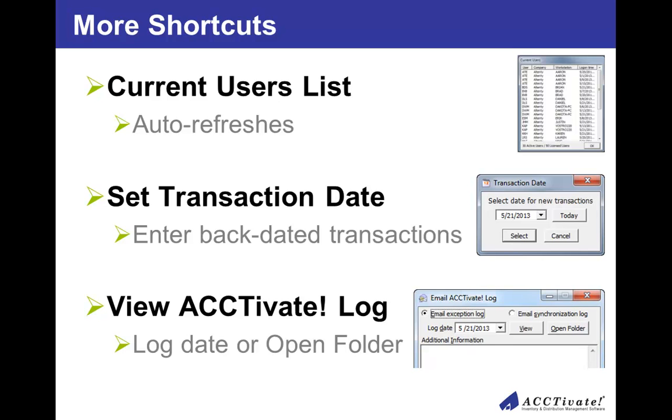Now, the log date only really works for the daily exception log. If you choose to view the synchronization log, it's going to open the most recent sync log. If you'd like to view older sync logs, we keep a record of 10 synchronization logs, so you can choose Open Folder and then look for those sync log files.